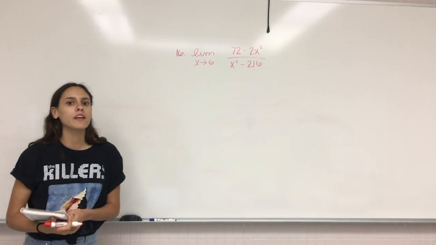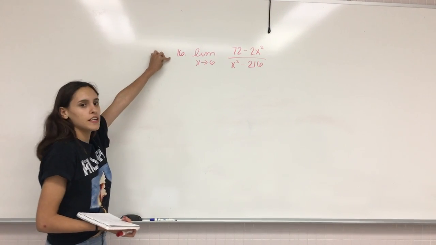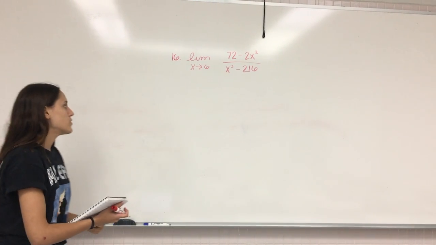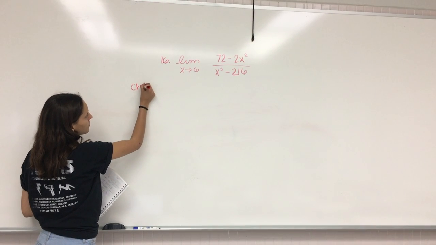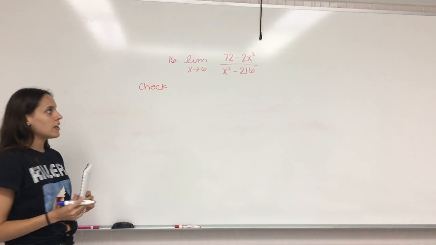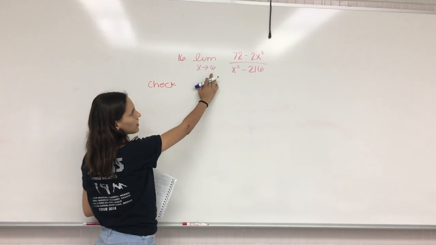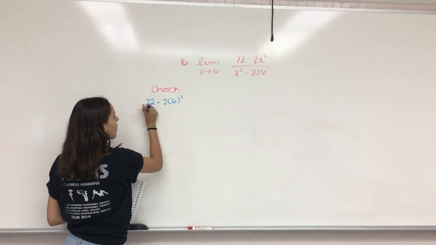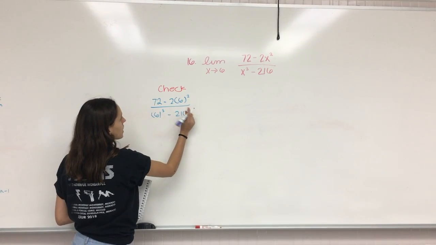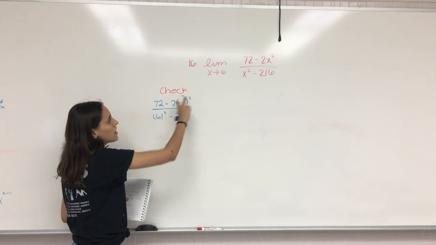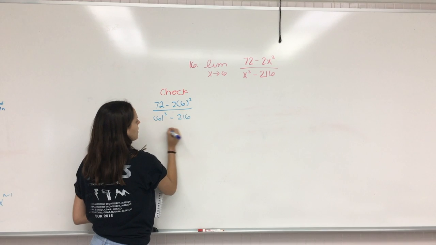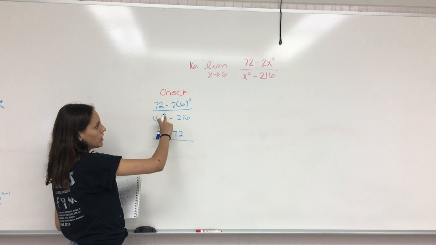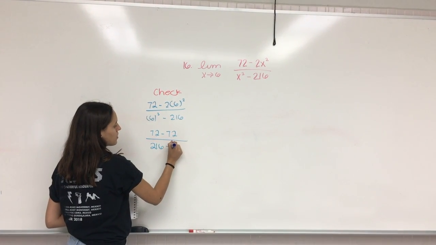So the first problem that the teacher assigned to us is number 16, that is the limit as x approaches 6 of this function. So the first step is the checking. And by checking, we need to plug in this 6 into this function. So it's 6 to the second is 36 times 2 is 72. So this is 72 minus 72 over 6 to the third is 216 minus 216.